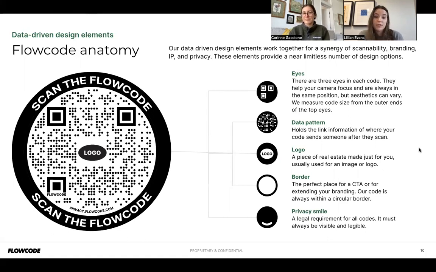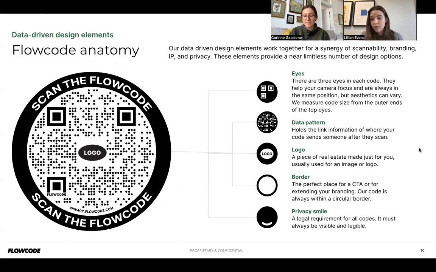Some other options that we have on here are a logo. You're able to put a logo in the center of your code without interrupting the scan quality. And then a border. So in that border, you're going to see that scan the flow code on the outside. This is what we call our call to action. We have found that having a call to action around the code, or near the code somewhere else on your packaging, on your print, etc., is a really great way to tell the customer, here's where this code is going to go.